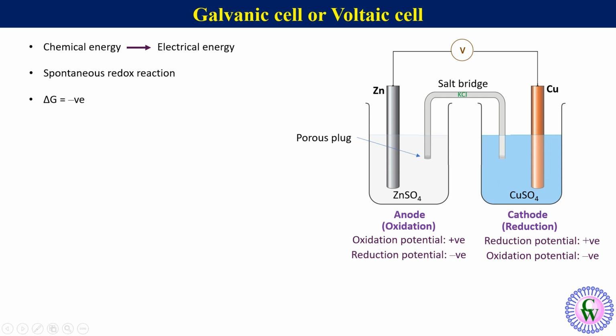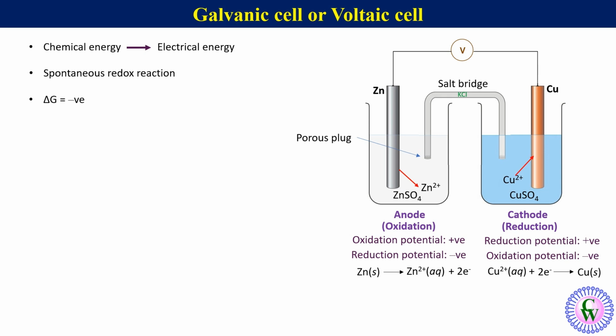Since oxidation potential of zinc is positive, at anode, zinc metal gets oxidized to zinc 2 plus by releasing 2 electrons. Copper has positive reduction potential, so at cathode, copper 2 plus will take 2 electrons and gets reduced to copper metal. Thus, by redox process, there will be release of zinc 2 plus from zinc rod to electrolyte solution and deposition of copper 2 plus from electrolyte solution to copper rod.